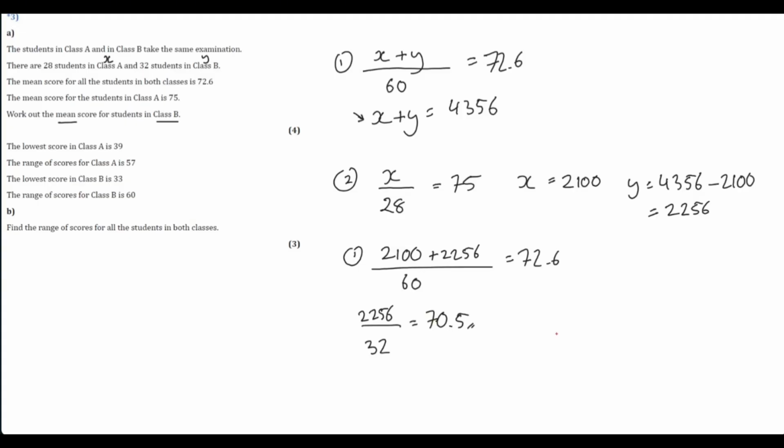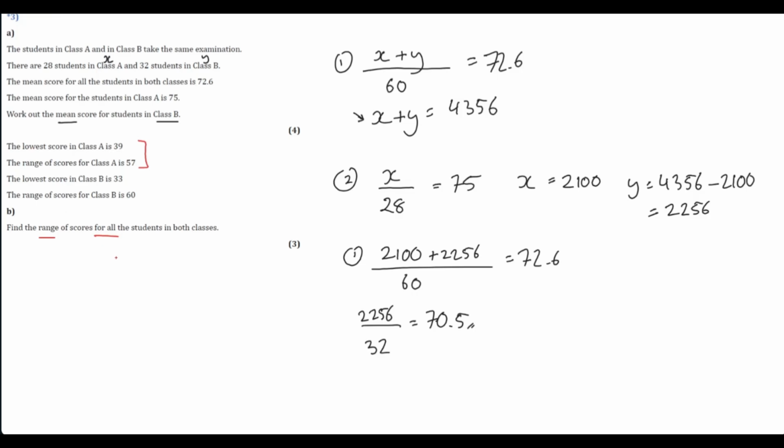Part B, the lowest score in Class A is 39, the range of scores for Class A is 57, the lowest score in Class B is 33, the range of scores for Class B is 60. Find the range of scores for all the students in both classes. So we need to work out the range, or it's given us the range, we need to work out the highest score for each. So let's just focus on A for a second.